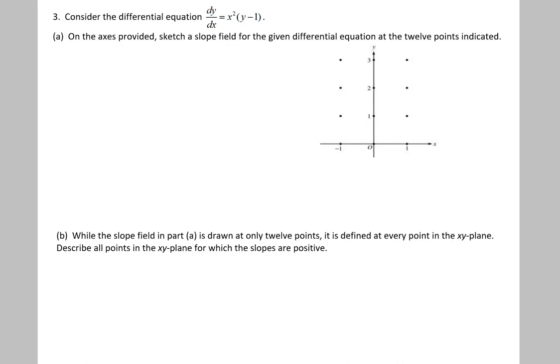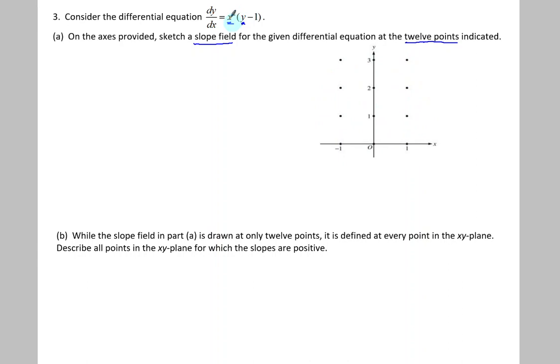In this example, we consider a differential equation that is dependent upon both x and y. Part A. On the axes provided, sketch a slope field for the given differential equation at the 12 points indicated. So we see a graph here with the 12 points indicated.